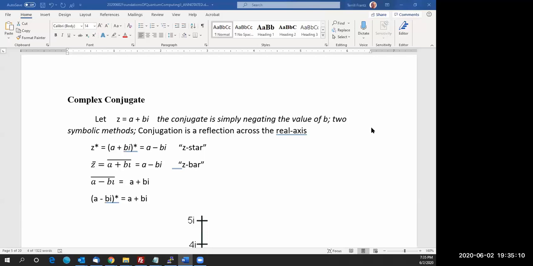So again, the main point here is that absolute value is just the Pythagorean theorem thing, where you take x squared plus y squared and take the square root of that, and you get the distance.